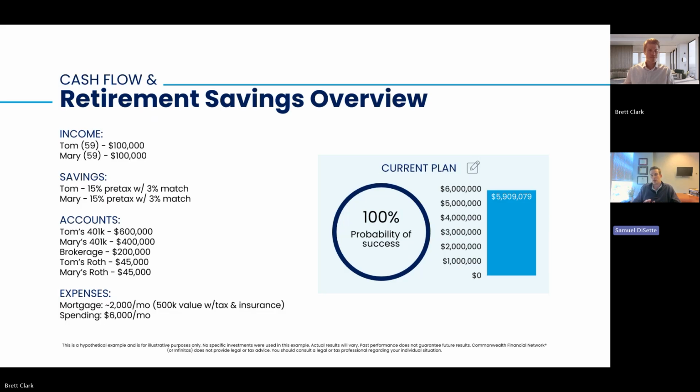Now, this strategy that we're showing you is our cash flow planning tool. This may be familiar to some of you on the call, but the goal of this example is to help our clients answer the number one question: are we on track for retirement? So today with Tom and Mary, this is an example where we are successful, but let's now control the tax component of Tom and Mary's situation.